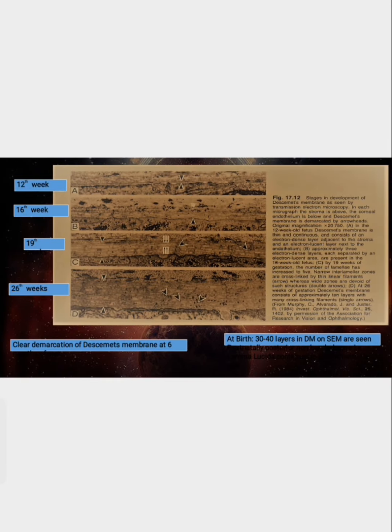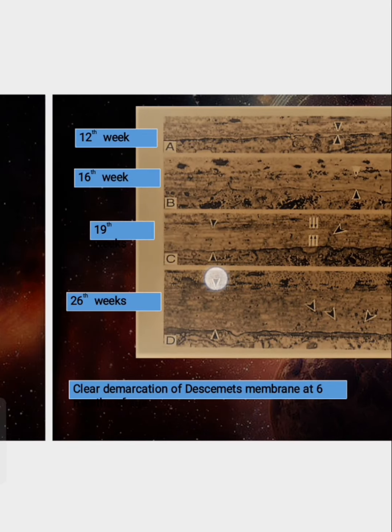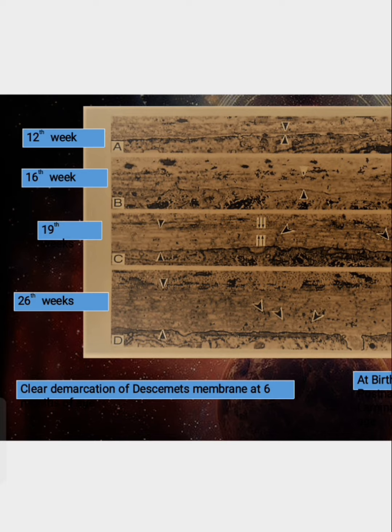This diagram is showing the developmental status of Descemet's membrane at various stages. So picture A is showing the two layers of Descemet's membrane at the 12th week of gestational age. It is showing the lamina densa and lamina lucida. Lamina densa is towards the stromal side, and lamina lucida is towards the endothelial side. Diagram B is showing the status of Descemet's membrane. It is showing three layers of electron dense area alternated with the electron lucent area.